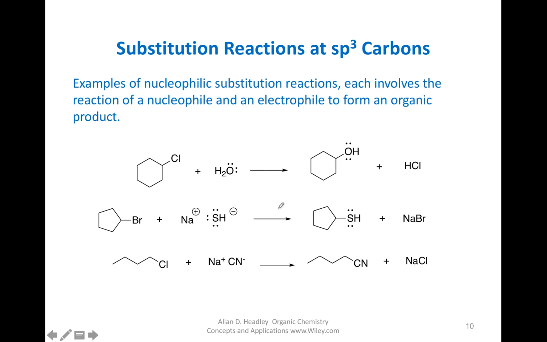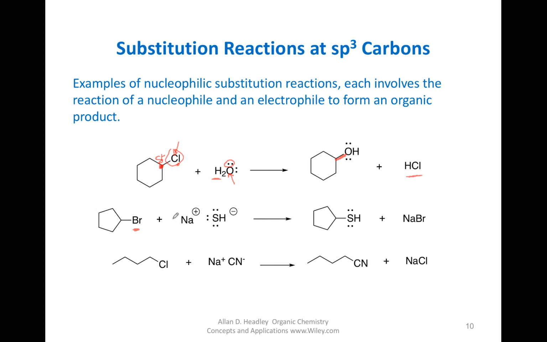Let's apply that to some more examples. So here is our reactant, carbon, chlorine, partially positive, electrophilic atom right here, leaving group, nucleophile, nucleophilic atom. So we should get a substitution reaction in which we form a new O-C bond. Of course, the chlorine comes off with one of these hydrogens to form HCl as the inorganic product.